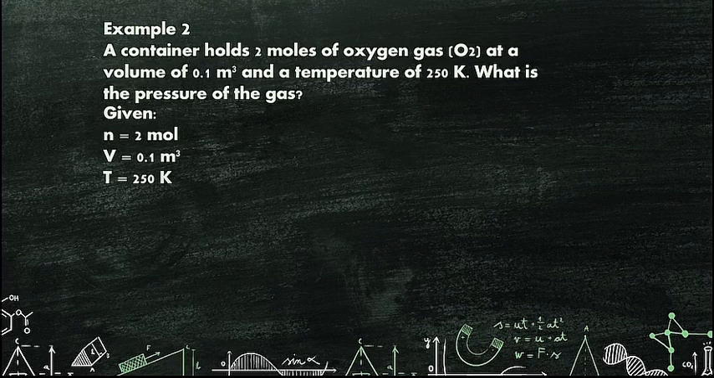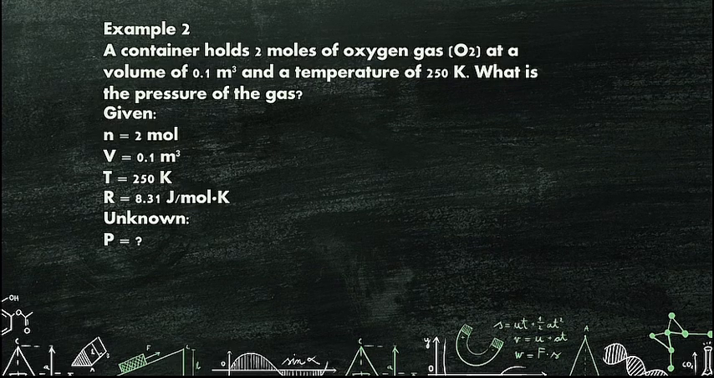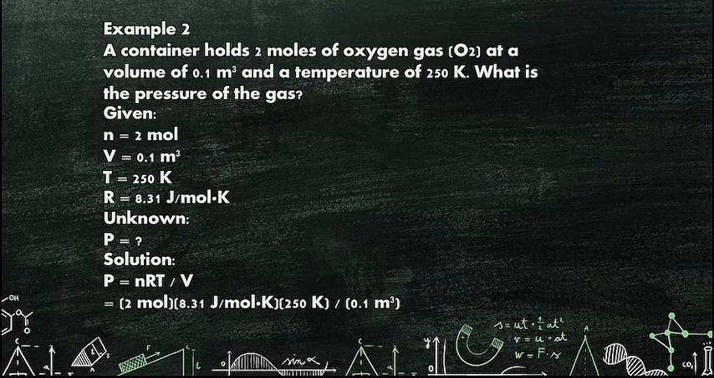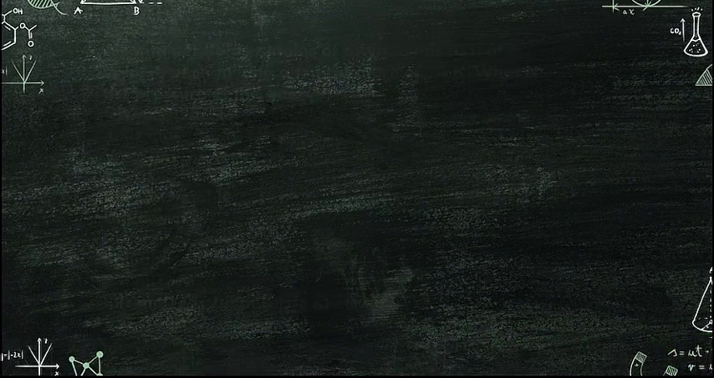For example 2, a container holds 2 moles of oxygen gas at a volume of 0.1 cubic meter and a temperature of 250 Kelvin. What is the pressure of the gas? So our unknown is P, the pressure. Our solution is P = nRT/V. 2 mol times 8.31 times 250 over 0.1 is equal to 41,550 Pascal.